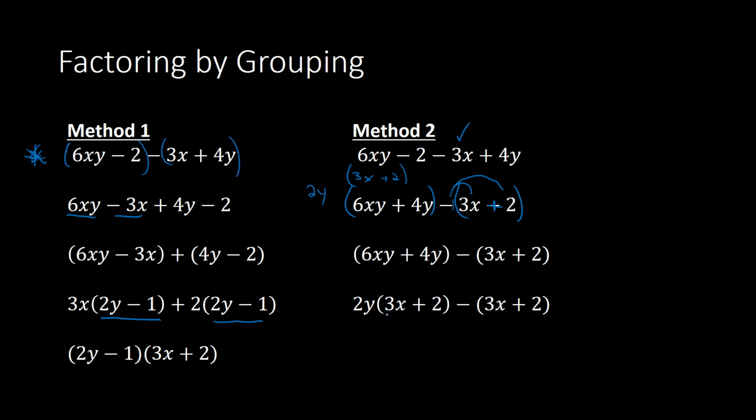Okay, now notice we do have a 3x plus 2 in common that we can factor out. And when you factor that out, in the other parentheses, what am I left with? Well, I have the 2y left over, and then minus, and there's an assumed 1 here. If it's not written, there's an assumed 1. So we have 2y minus 1. And notice I get the same solution. It doesn't matter the order in which I multiply. 2y minus 1 times 3x plus 2 is the same thing as 3x plus 2 times 2y minus 1.